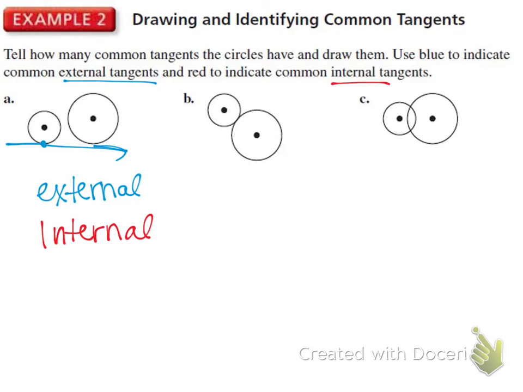With this line drawn better, would it ever touch the other circle in one place? Yes. So what you're going to do with one color, the external color, you're going to put a dot at both circles, draw a straight line as best you can to connect it. That is one external tangent.